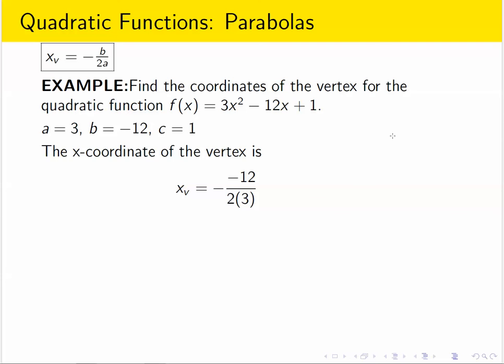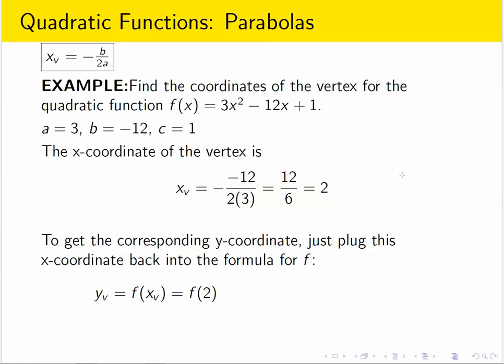So to get the x-coordinate of the vertex, I plug a and b into this formula, giving me negative b, which is negative 12, over 2a, where a is 3. And then I just want to simplify. These two minus signs can cancel, and 2 times 3 in the denominator gives me 6. And then 12 over 6 simplifies to 2. And that's all it takes to tell that the x-coordinate of the vertex is 2. Just plugging the right coefficients into this formula.